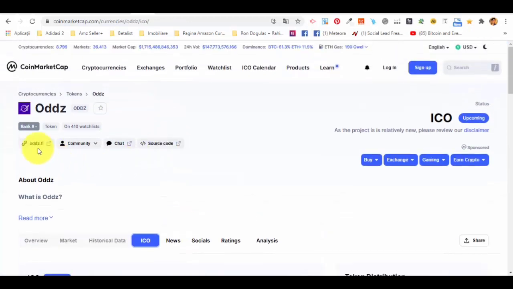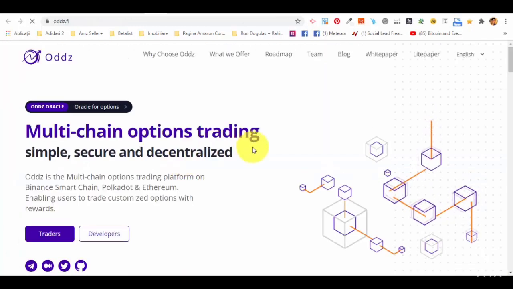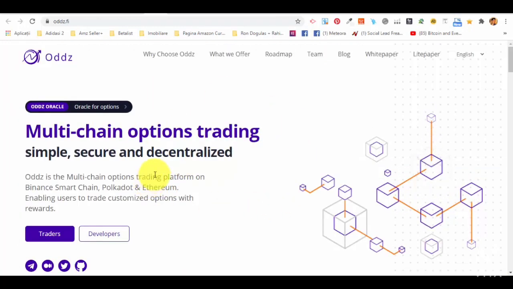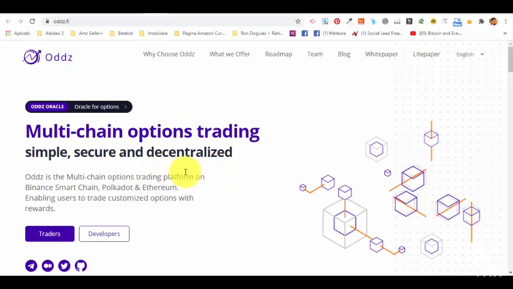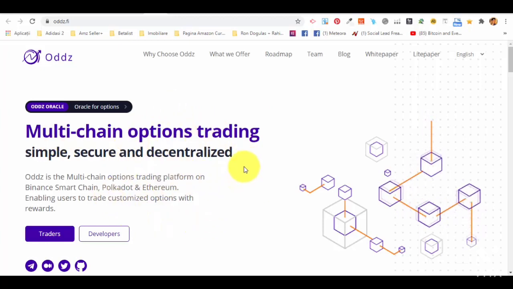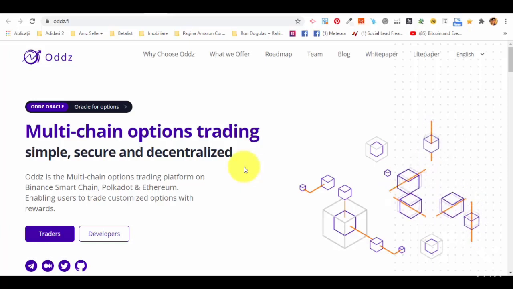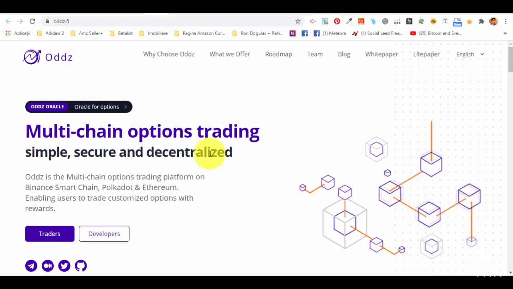Another thing that you can do is go ahead and check their website. You can see that they have a website here, odds.fi for this one. You click on the website, you'll be redirected. Multi-chain options trading. Simple, secure, and decentralized. So this is basically a multi-chain options trading platform, and that's what they are launching.